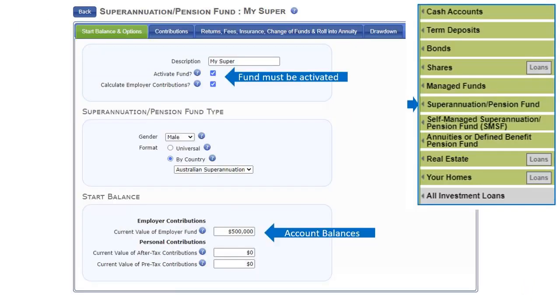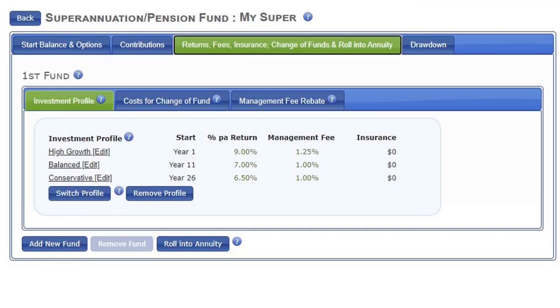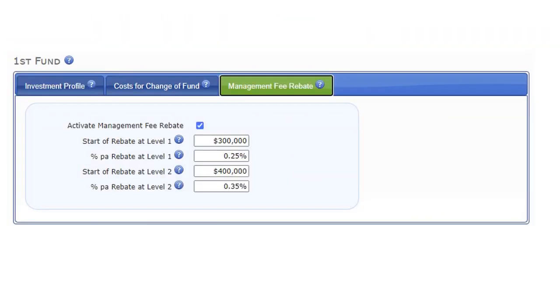Next on the list is superannuation. John has decided that as he gets older, he will reduce the percentage of growth assets, as these may be subject to more price fluctuations. Thus he has elected to have a high growth fund for the first 10 years, followed by a balanced fund for 15 years. The last 5 years of the plan will be conservative. John's superannuation also offers a management fee rebate for high account balances, and these have been entered.